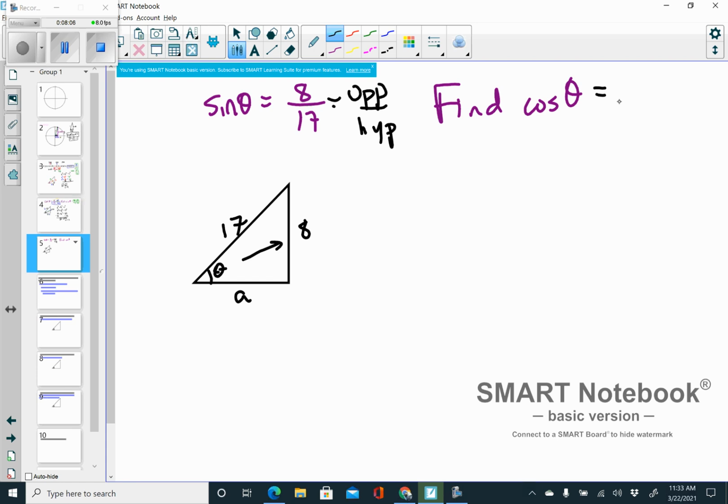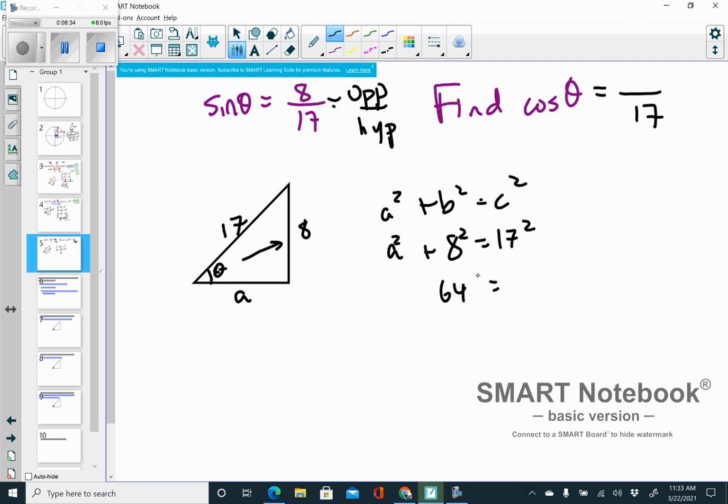So when I find cosine, cosine is adjacent over hypotenuse. So my hypotenuse is 17. Now all I got to do is find out what my A is right there. And to do that, I'm going to use my Pythagorean theorem. A squared plus B squared equals C squared. So I don't know what my A is, so I'm going to leave it alone. My B squared is 8, so I'm going to do 8 squared. Equals my C is 17, so I do 17 squared. This is 64. 17 times 17, I don't know what it is off the top of my head, so I'll put it in. It's 289. So I have A squared plus 64 equals 289.